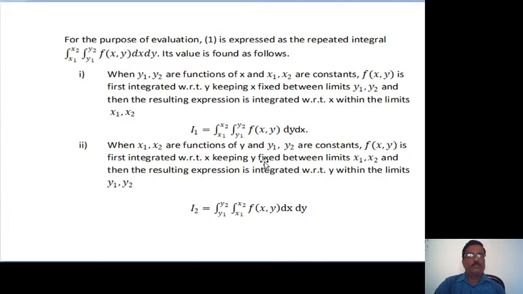Similarly, if x1 and x2 are functions of y and y1 and y2 are constants, then f of x, y is first integrated with respect to x, keeping y fixed, between the limits x1 and x2, and then the resulting expression is integrated with respect to y within the limits y1 to y2. Or we can write I2 as integration from y1 to y2, integration from x1 to x2 of f of x, y dx dy.